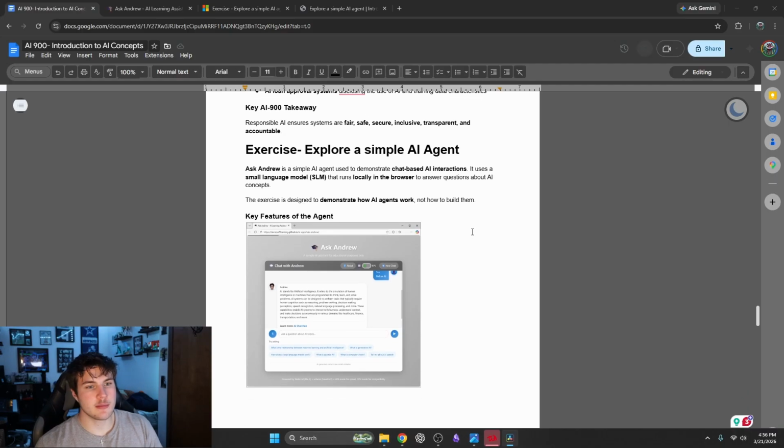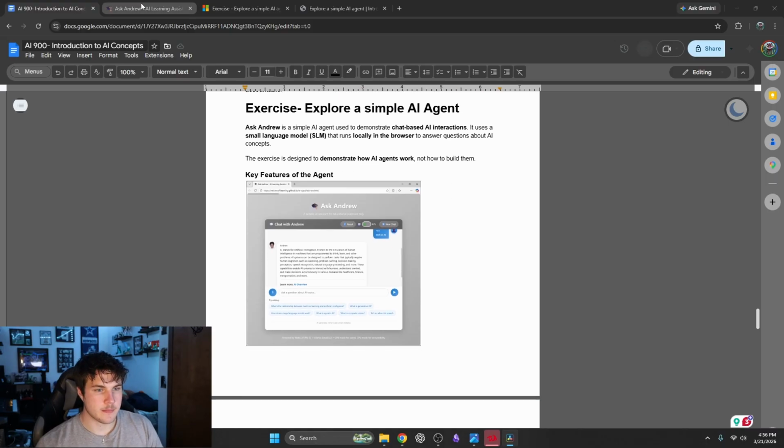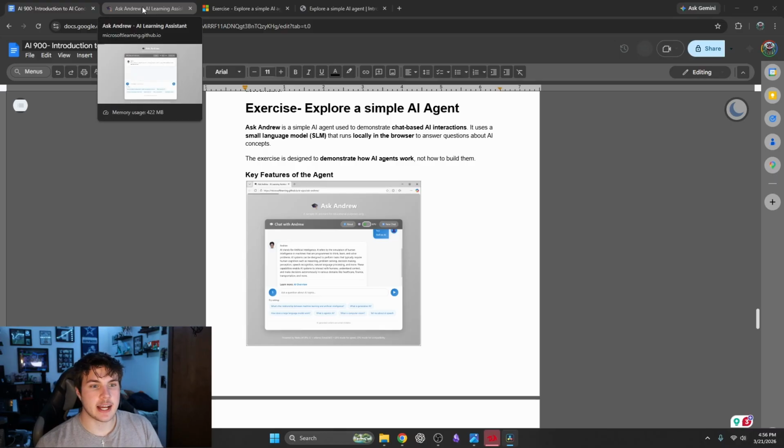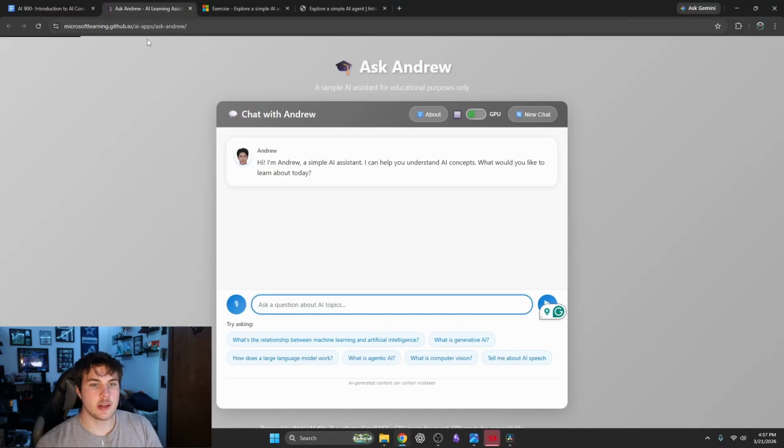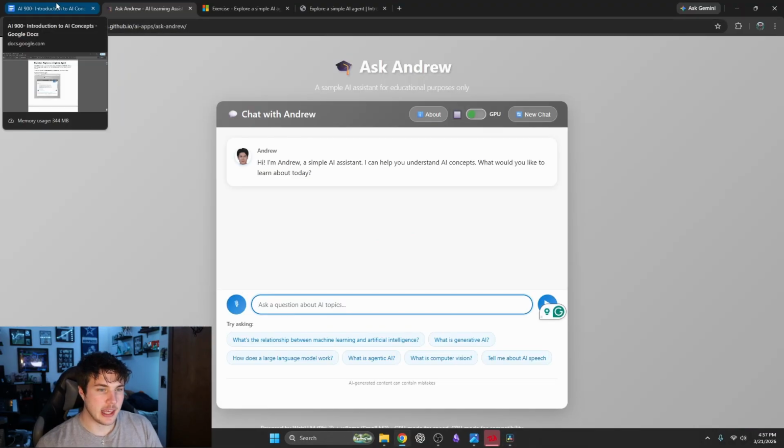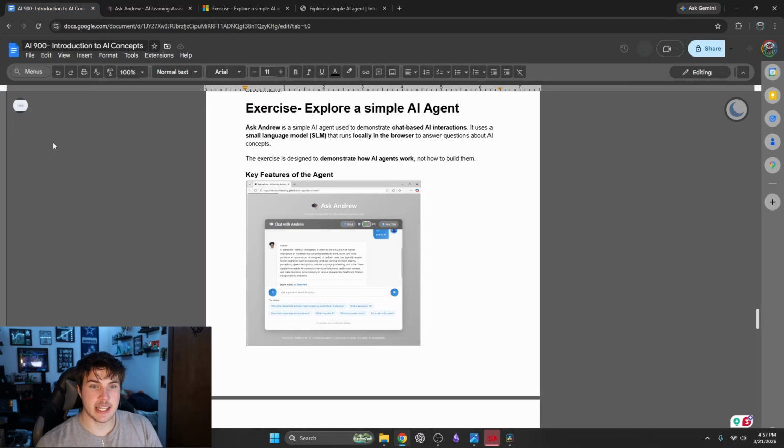In the hands-on exercise for this module, we explored a simple AI agent, Ask Andrew, this sample AI assistant. Ask Andrew is a simple AI assistant, like I mentioned, used to demonstrate chat-based AI interactions. It uses a small language model that runs locally in the browser to answer questions about AI concepts. The exercise was designed to demonstrate how AI agents work and not how to build them.